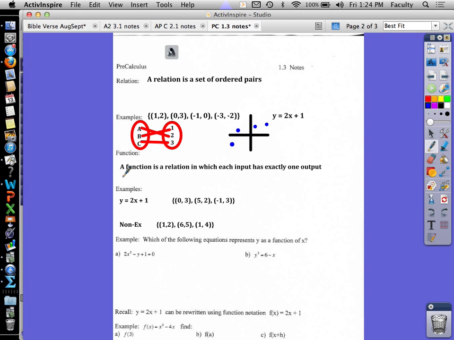All right, now, my next example says, which of the following equations represents y as a function of x? So I'm going to give you a moment. I want you to think about it, maybe do some manipulations. In letter A, we have 2x squared minus y plus 1 equals 0. And in B, we have y squared equals 6 minus x. What do you know about a function? How can you determine whether we have a function?